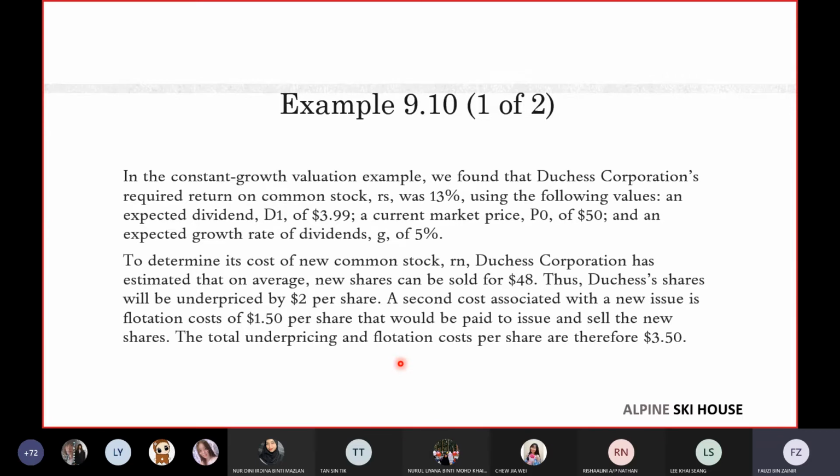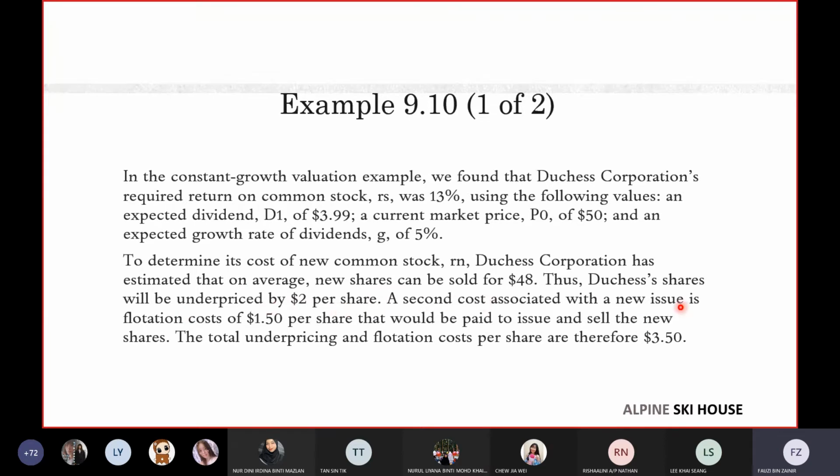Okay, let's write this example here. In the constant growth valuation example, we found that Duchess Corporation's required return on common stock is 13% using the following values: an expected dividend D1 of $3.99, current market price P0 of $50, and expected growth of dividend of 5%. Okay, let's say that the company wanted to issue a new set of shares. To determine its cost of new common stock, Duchess Corporation has estimated that on average the new shares can be sold for $48. The Duchess shares will be underpriced by $2 per share.